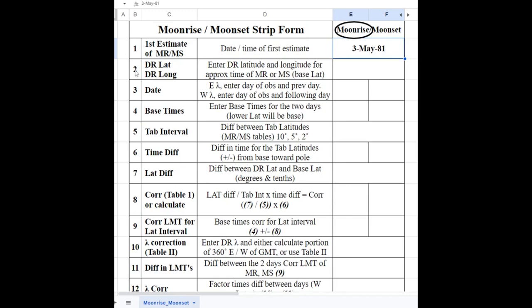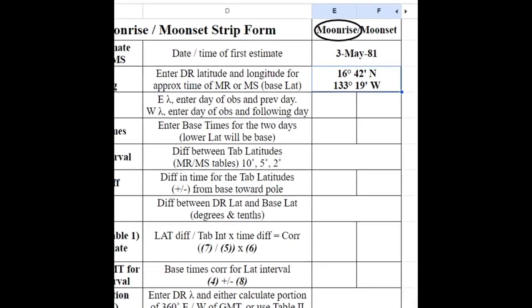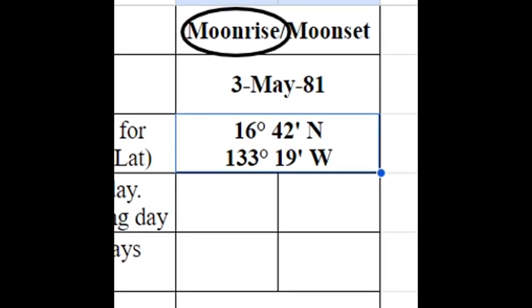Next up, step two, we'll take our position from where we think Moonrise would happen. That's the given information. And we told you that the position was 16 degrees, 42 minutes north, 133 degrees, 19 minutes west.